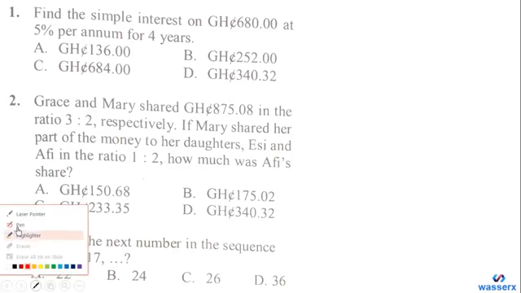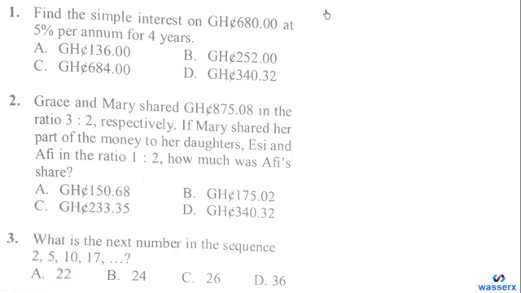We know the simple interest formula, which is given by I is equal to principal times rate times time. So let's do the substitution. We have the principal, which is 680 Ghana cedis, times the rate, which is 5% or 5 out of 100, times the number of years, which is time, and it is equal to 4 years.